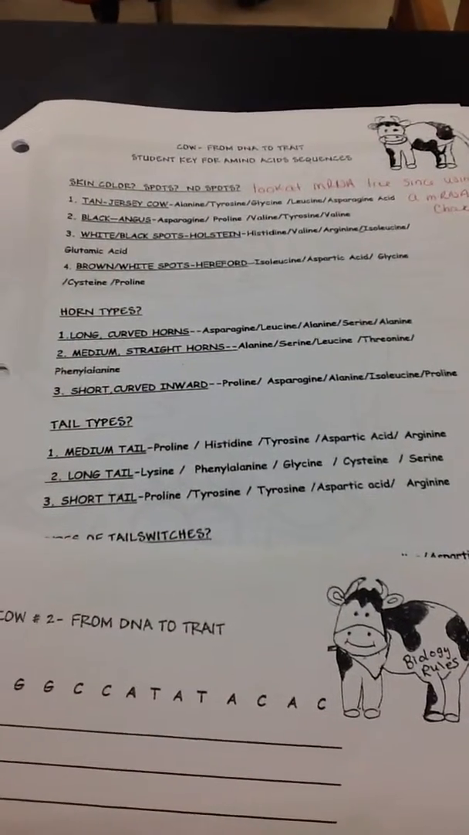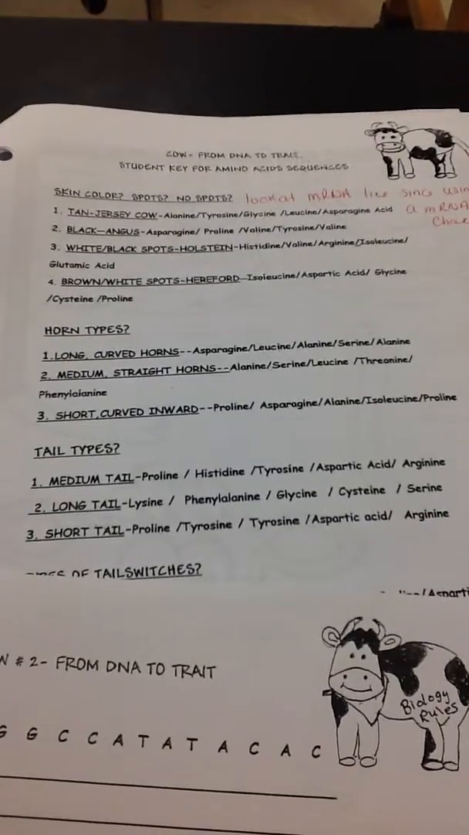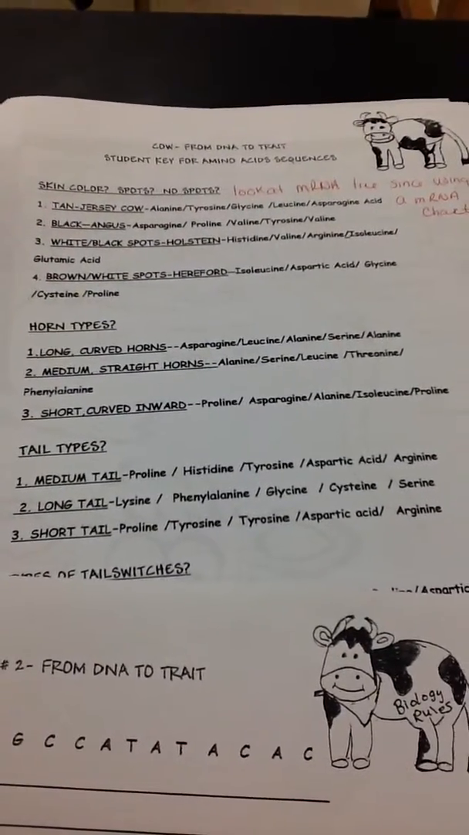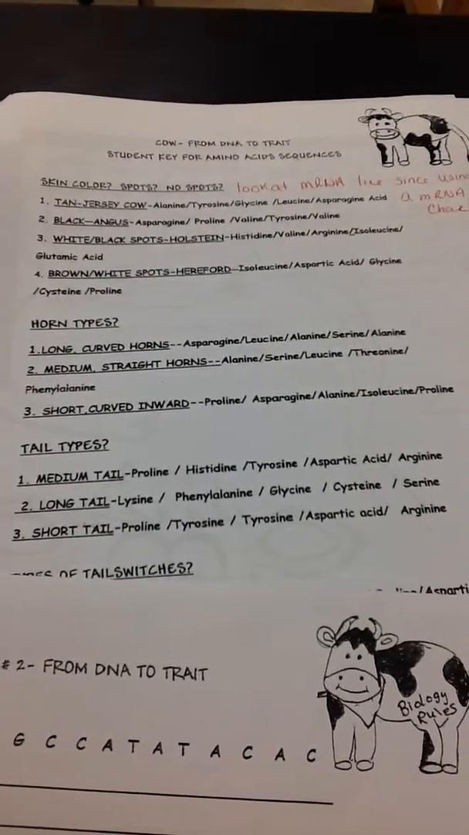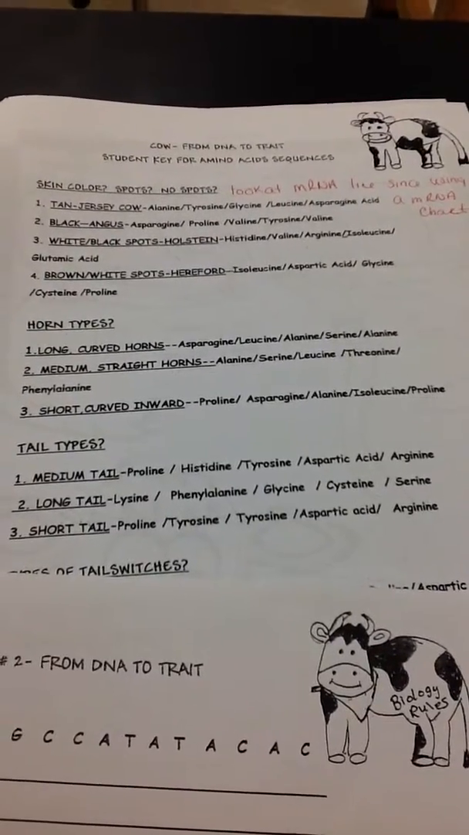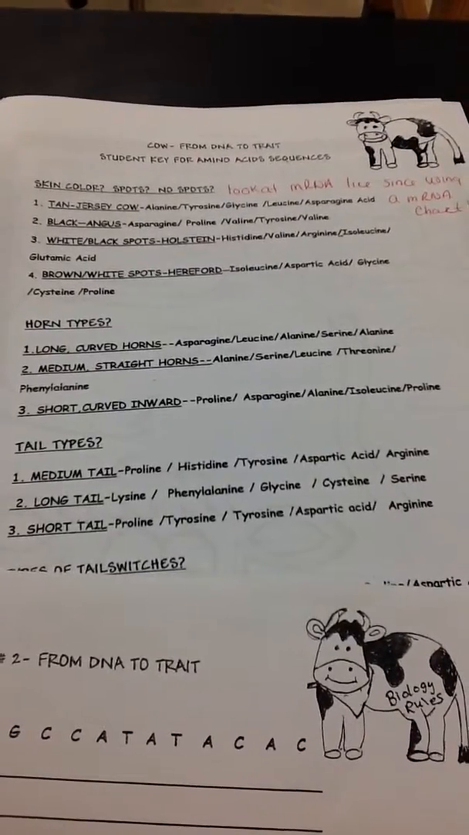Hey guys, on our last worksheet we talked a little bit about how we're going to convert from DNA to mRNA. On this worksheet we're going to take a look at how to convert different DNA sequences into mRNA and then into tRNA. And then we're going to use that information from the mRNA, because we have an mRNA chart, and we're going to figure out how our cow is going to look.